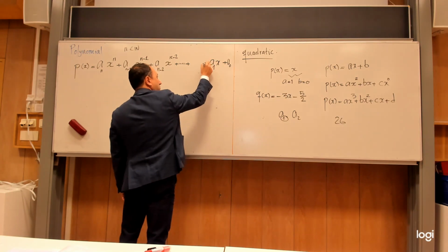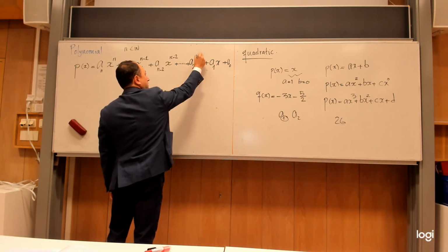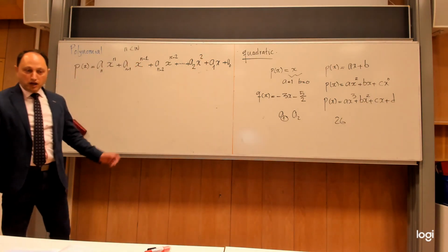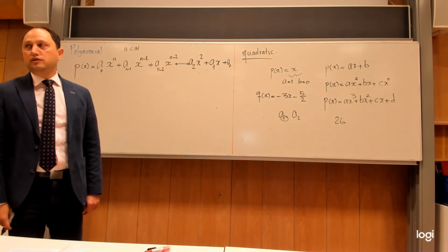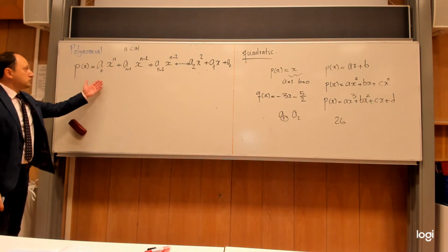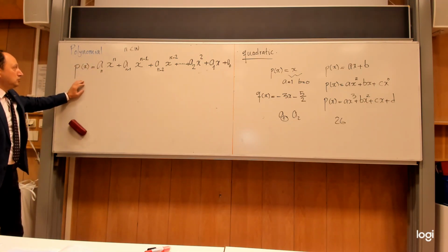What is the previous one? A sub 2, x to the power of 2. So I think this is what is written, or the other way around. Now that's exactly what they have written in the book. So this is the most general form of the nth degree polynomial.